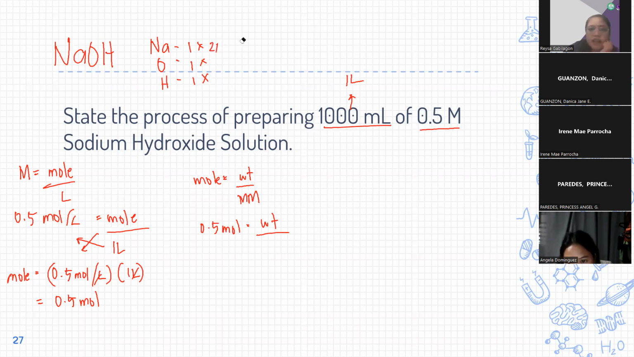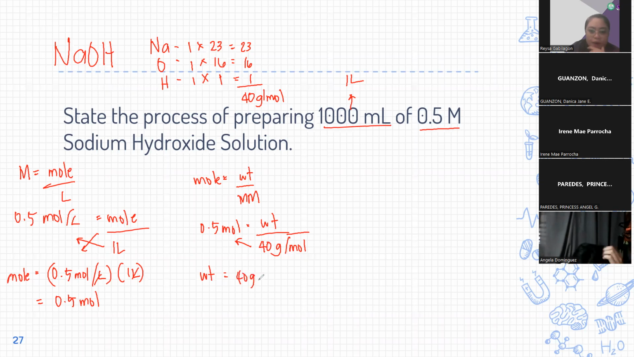Ay, nangyari sa kanya. 23. Okay. This is 16. And syempre, this is 1. So this is a total of 40 grams per mole. Okay? 40 grams per mole. Okay? This is weight. 40 grams per mole times the 0.5 mole. Cancel the unit. Ay, ano yun siya? Cancel the mole. So this is 20 grams of sodium hydroxide.